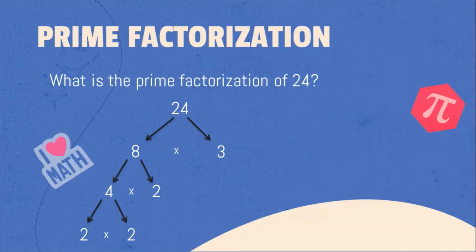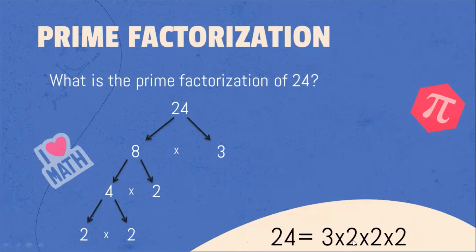We now have the prime factors of 24, such as 3, 2, 2, 2. And we now have the final answer. The prime factorization of 24 is 3 multiplied by 2 multiplied by 2 multiplied by 2.